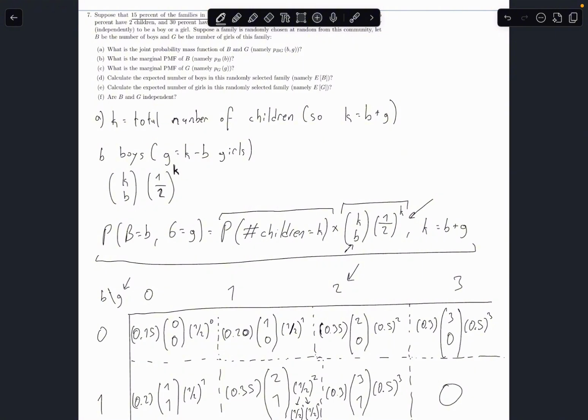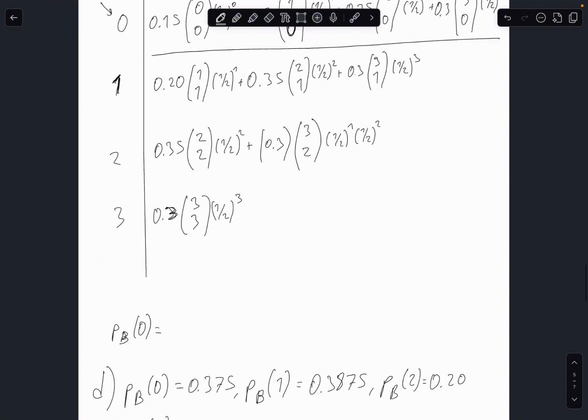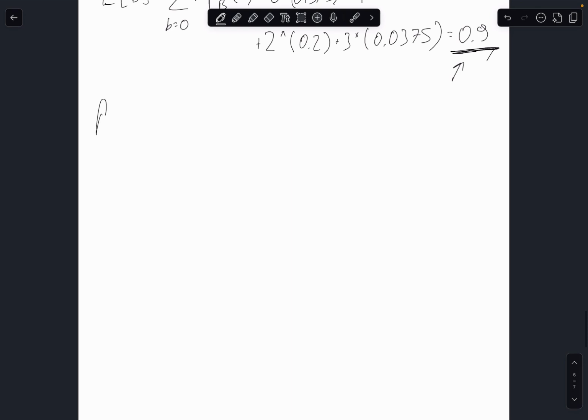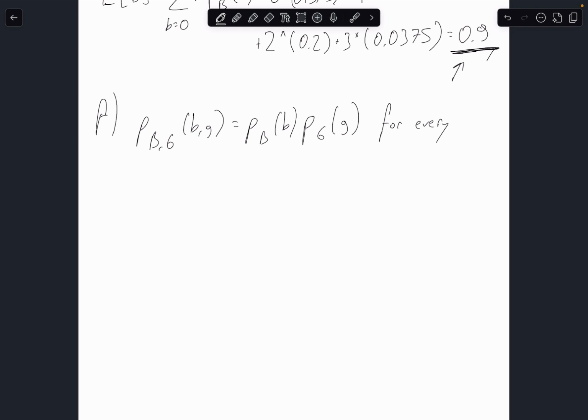Part F. Are B and G independent? Let's check it. To check if B and G are independent, we must have this equal to the probability of boys and girls for every B and G pair. So let's pick this one.